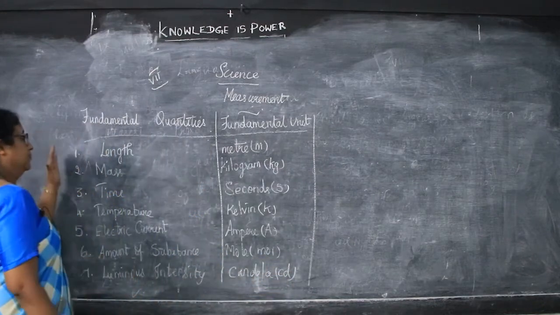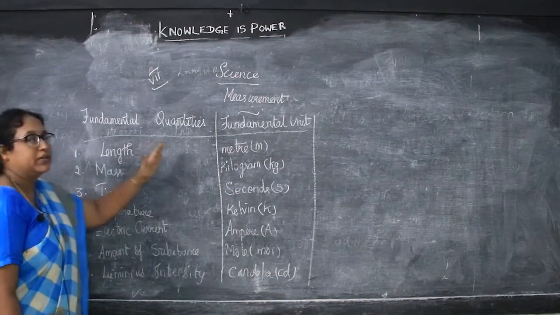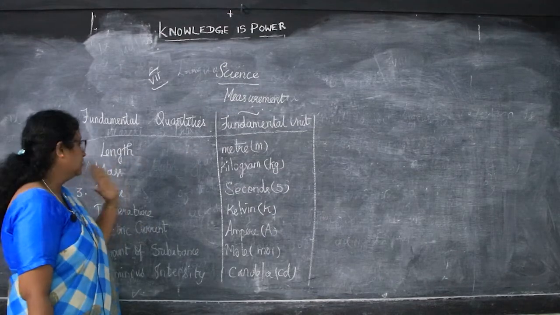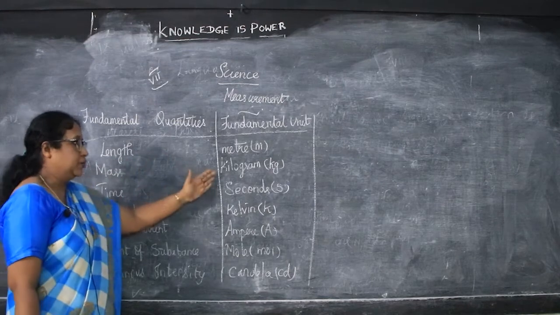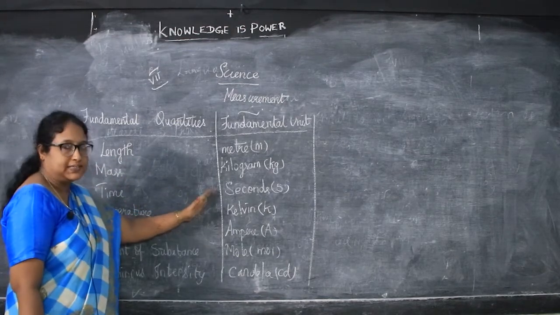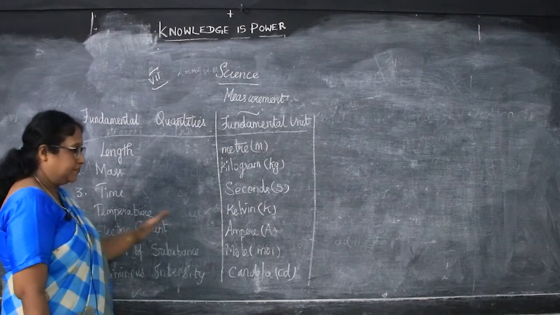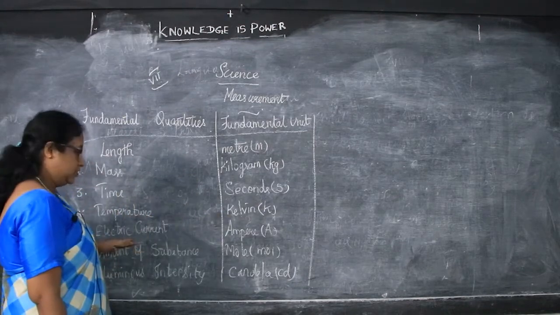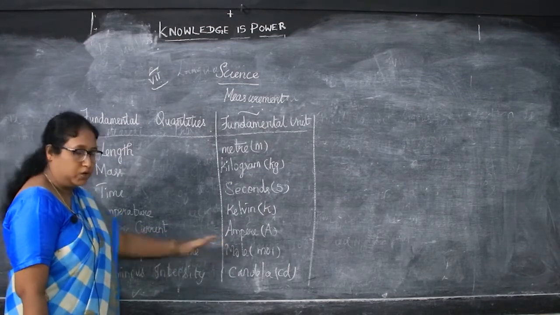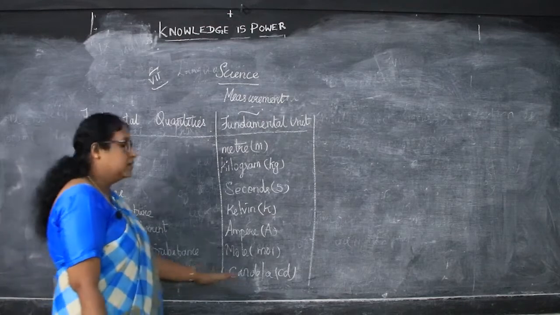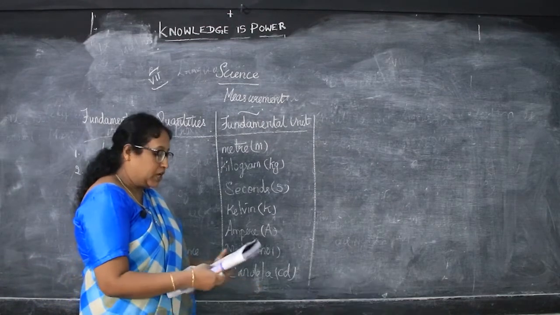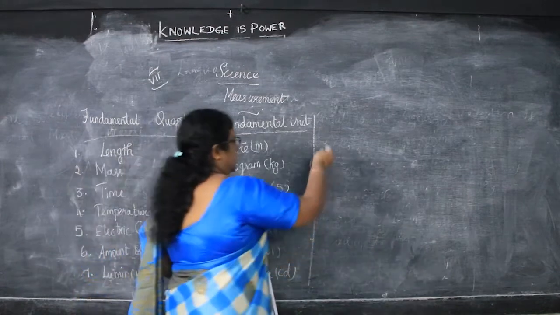Yes, so fundamental quantities and fundamental units are given there. Length, the unit is meter; mass, the unit is kilogram; time, the unit is seconds; temperature, Kelvin; electric current, ampere; amount of substance, mole; luminous intensity, candela. Just take down in your rough notebook, children, and learn. Okay. Now next is derived quantities.